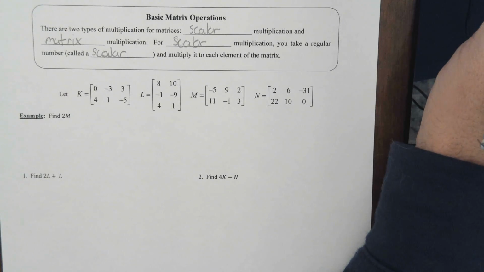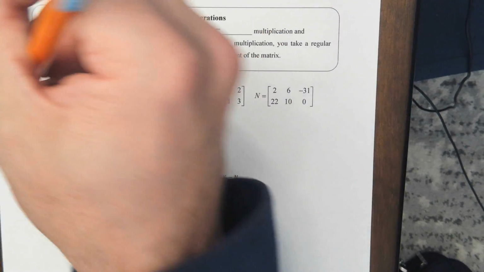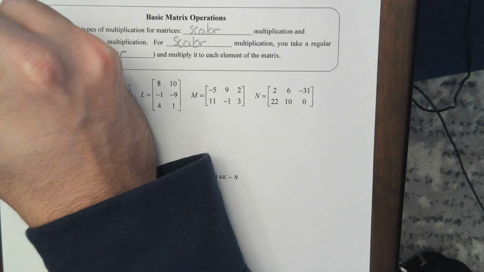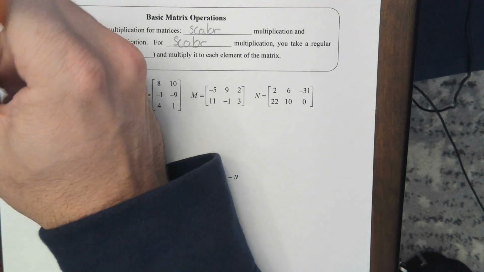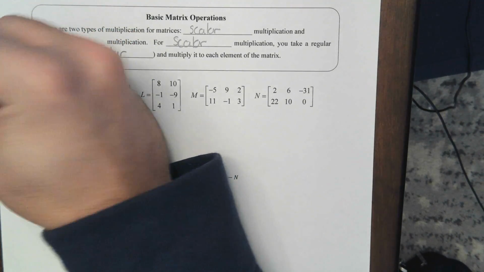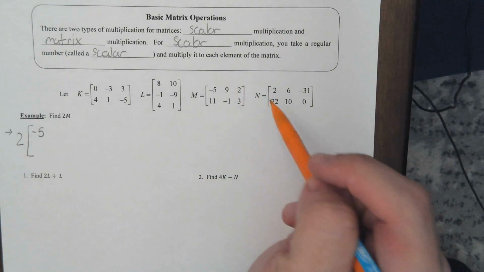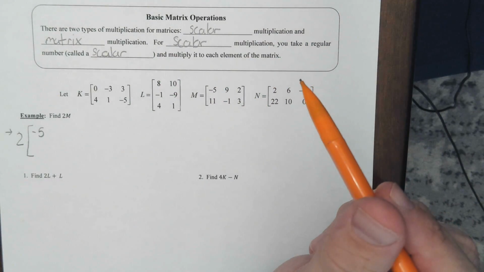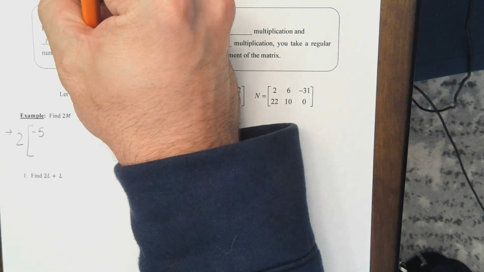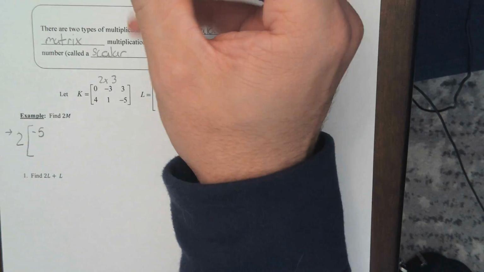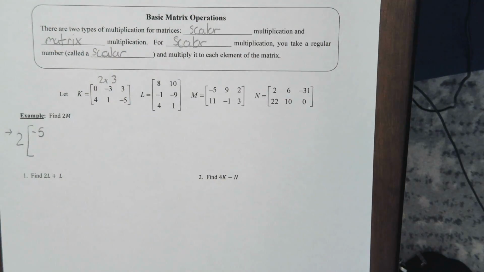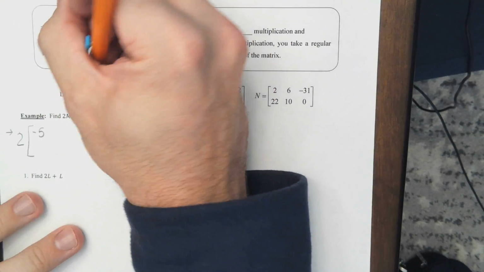So here's an example. Find 2M. So all we're going to do is write this 2 out front, and then write matrix M there. And so matrix M is 5. Oh, shoot, before we start this, though, let's do our dimensions again real quick. This is a 2 by 3. Oh, shoot, I'm sorry. I apologize. Those are the exact same matrix as we had on the front page. So we already know our dimensions. My bad.